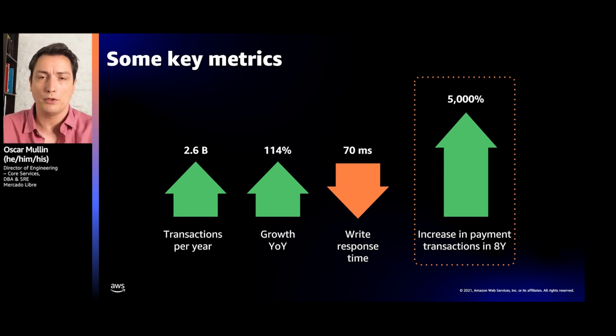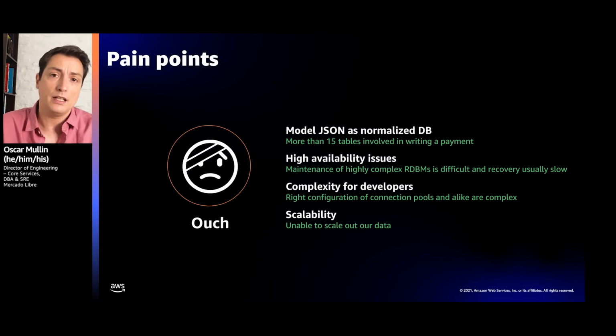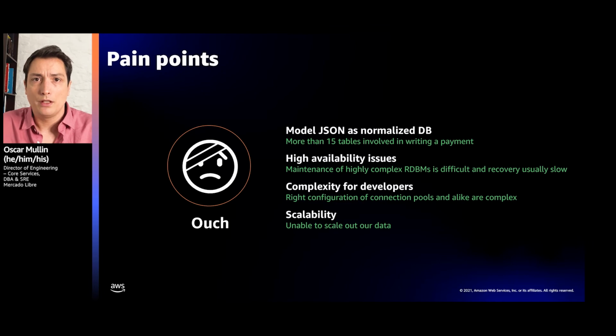But our response time kept increasing, and that was not the only issue. We also have some other pain points, right? Like modeling JSON as a normalized database is complex, and we have more than 15 tables involved in the creation of a single payment, which is problematic. Also, we have issues with high availability. As you know, scaling out relational databases is not simple. This is kind of changing now with the new SQL landscape, however, still true.